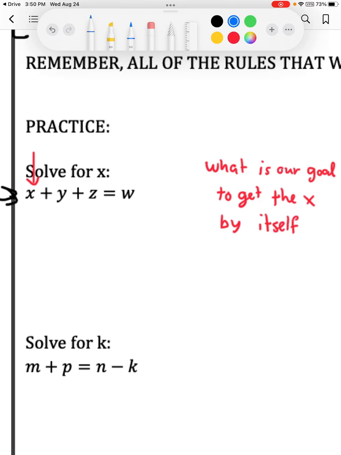So in this case, let's look and see what is keeping the x from being by itself. The y and the z. Now I like to ask myself, what is connecting the y and the z to the x? In this case, I think it is addition. So how do we undo the addition connecting the y and the z? Let's start with the y first. Well, to undo the addition, the opposite is subtraction, which will give us x plus z is equal to w minus y.